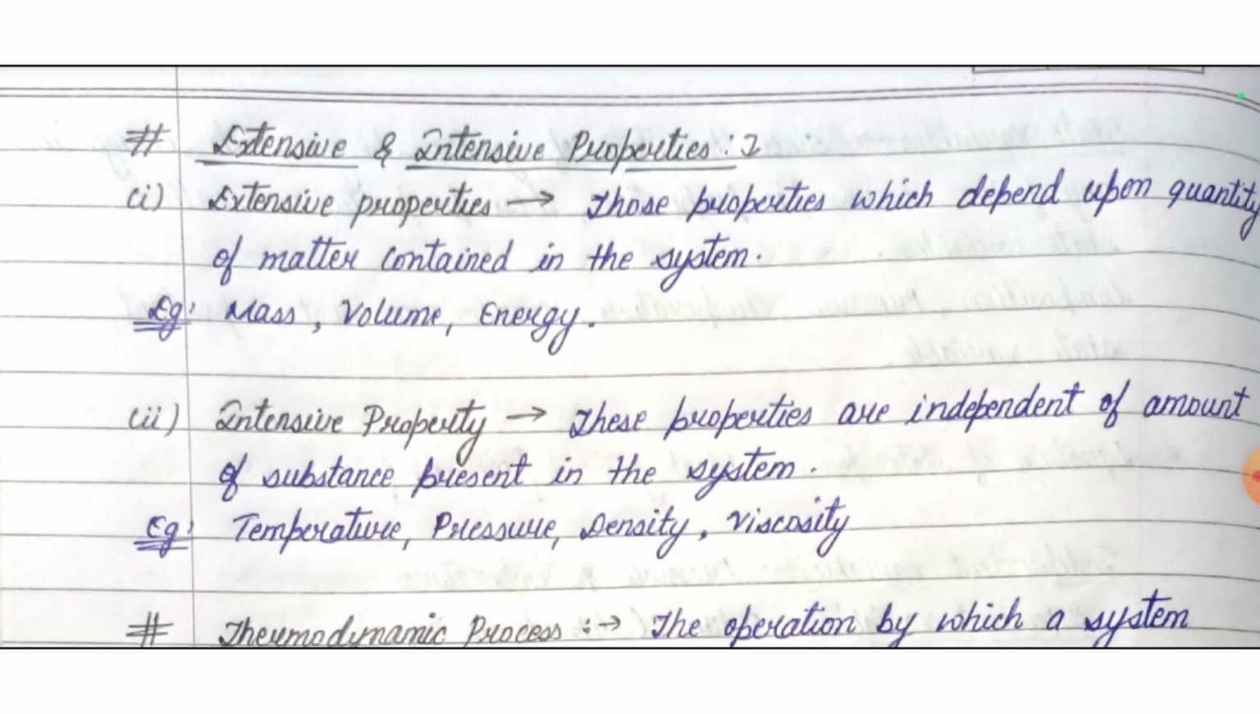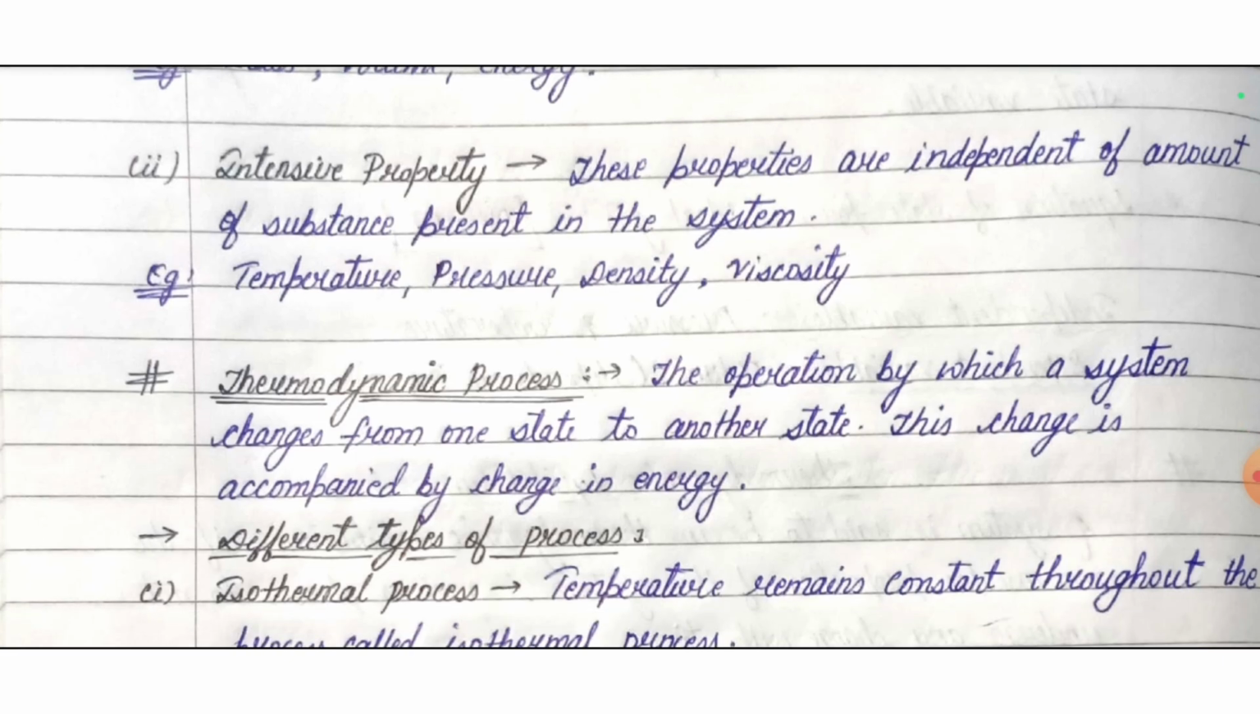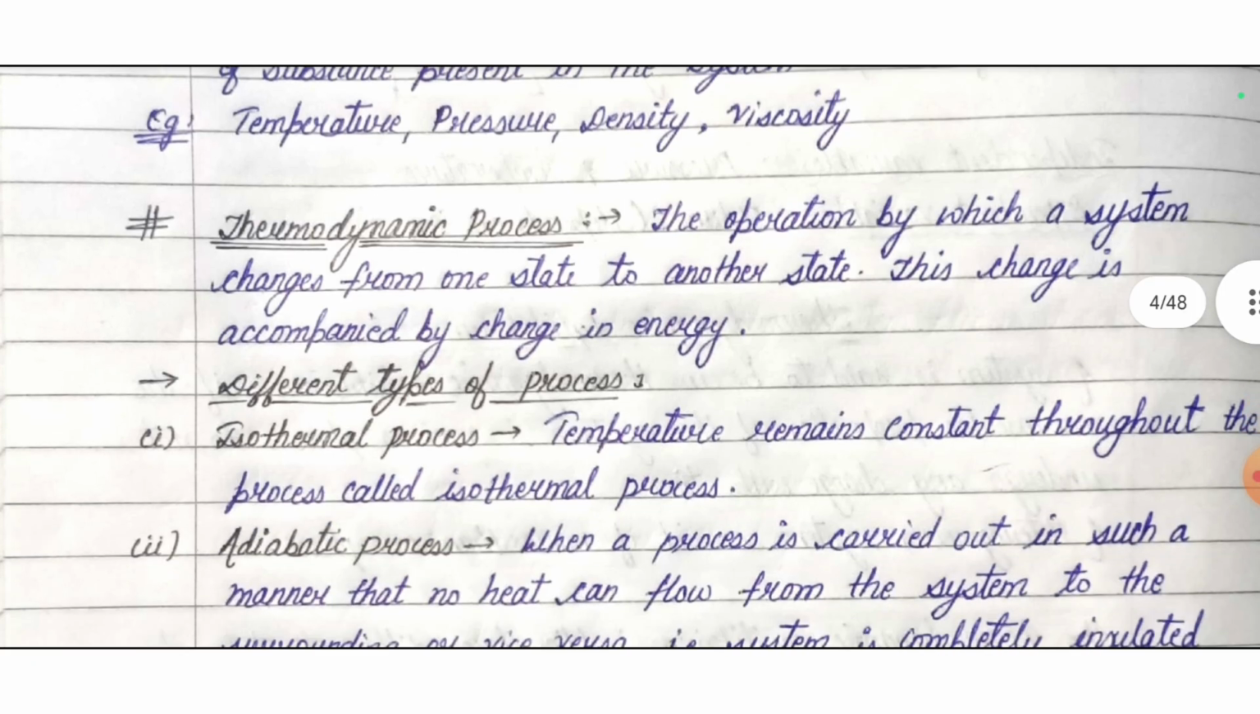Extensive and intensive property. First, extensive properties: those properties which depend upon the quantity of matter contained in the system. Example, mass, volume, energy. Second, intensive properties: these properties are independent of the amount of substance present in the system. Example, temperature, pressure, density, viscosity.